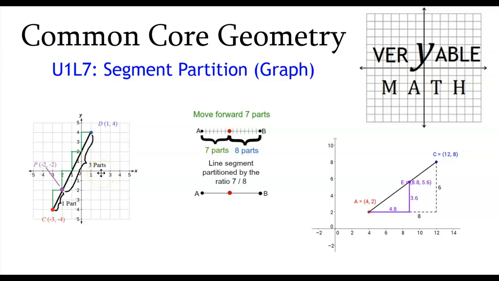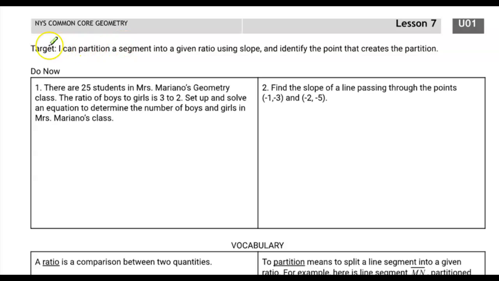We're basically going to be talking about what to do when the question asks you to partition a line segment into 2 different parts. Let's take a look at the learning target. According to the target, we're going to be able to partition a segment into a given ratio using slope and identify the point that creates the partition.